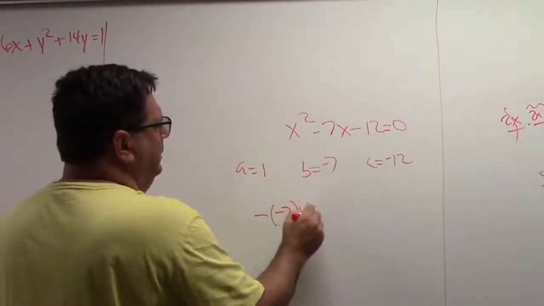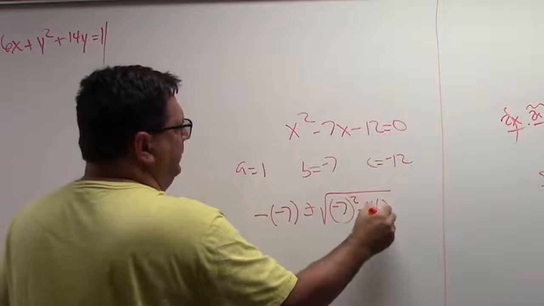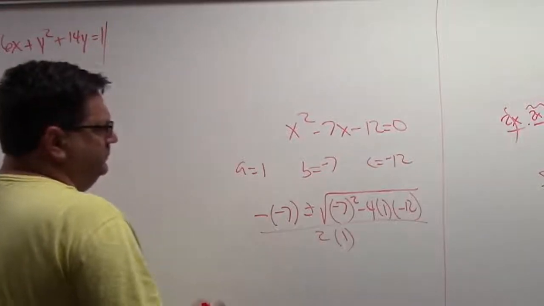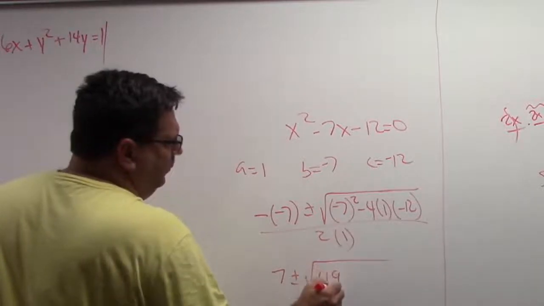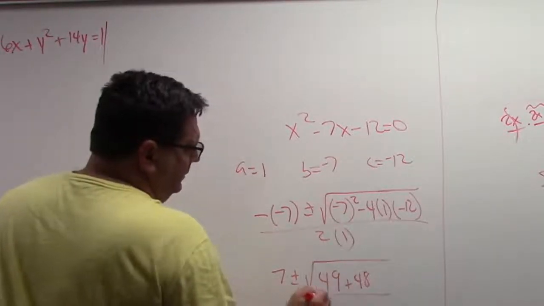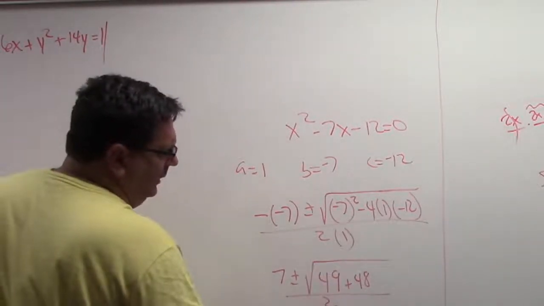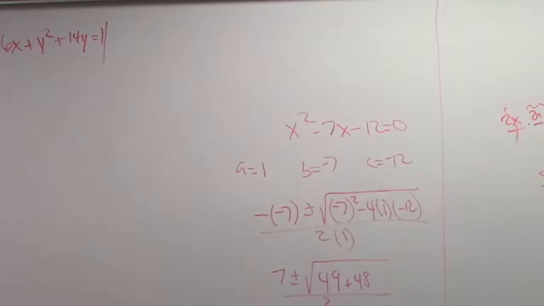Negative B, plus or minus the square root of B squared minus 4 times A times C, all over 2 times A. That's 7 plus or minus the square root of 49 plus 48, over 2, which is 7 plus or minus the square root of 97 over 2. And you'll stop there.